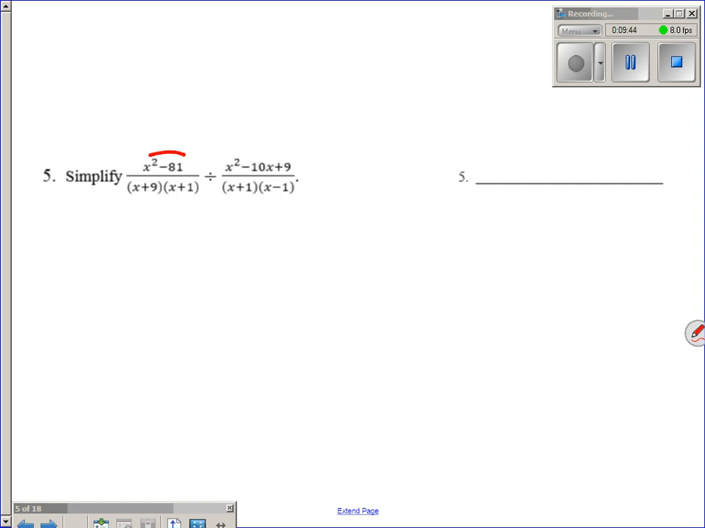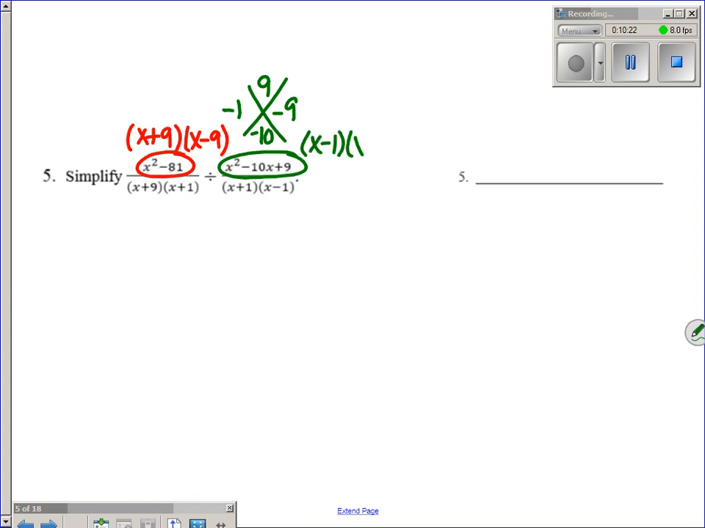This first one is x squared minus 81. You should notice that that is a difference of perfect squares. The square root of 81 is positive 9 and negative 9. So this becomes x plus 9 and x minus 9. You should also notice that this part is a trinomial, which we can use Xbox to solve. 9 on the top, negative 10 on the bottom. It is going to be 1 and 9, with both of them being negative. So that becomes x minus 1 and x minus 9.